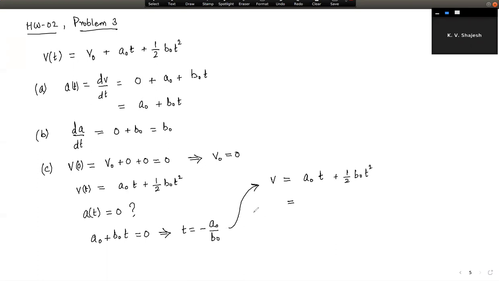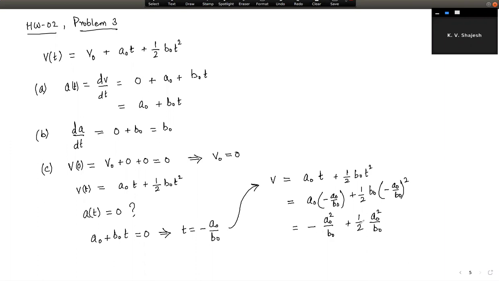But at this particular time, this becomes A naught times minus A naught over B naught plus half B naught times (minus A naught over B naught) squared. The first term is negative, so it's minus A naught squared over B naught. And the second term is not negative because negative squared is positive. There is a factor of half, and A naught squared still survives, and one of the B's cancels out, so that's B naught.